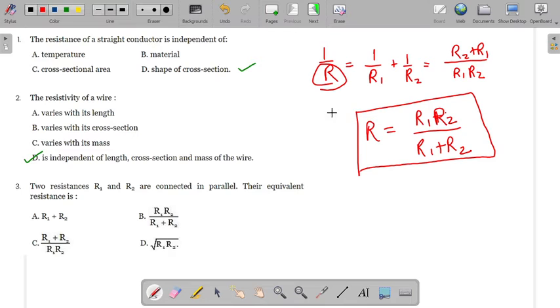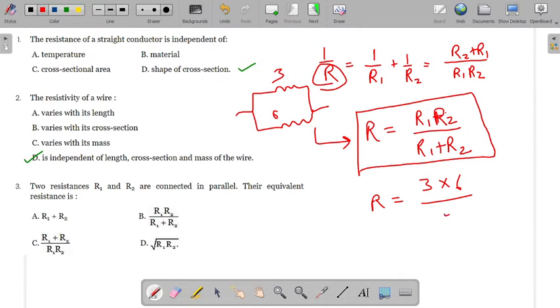Now if we take the example of the previous one, we had taken 3 and 6. And if we directly use this formula, you will see that a 2 ohm resistance comes. That is R equals 3 into 6 over 6 plus 3, which is 9. 6 threes are 18 upon 9, that is 2 ohm.